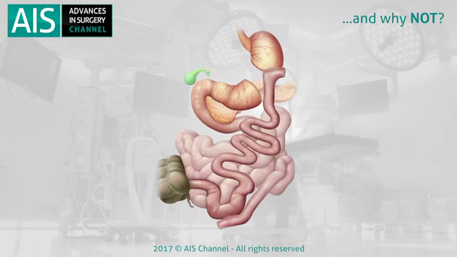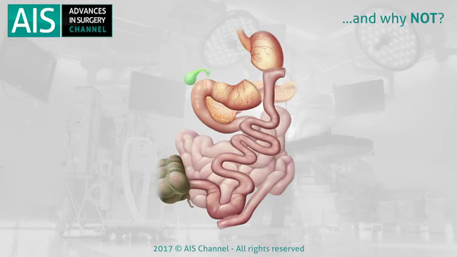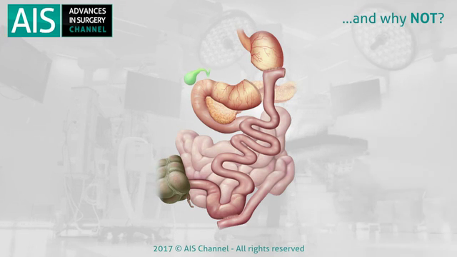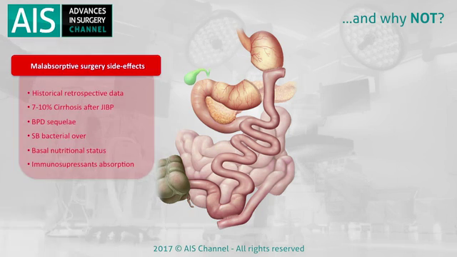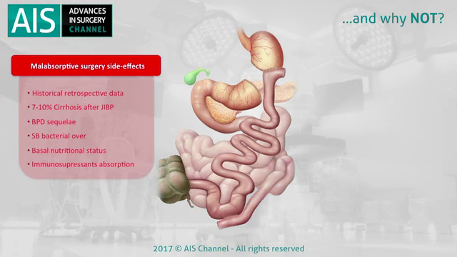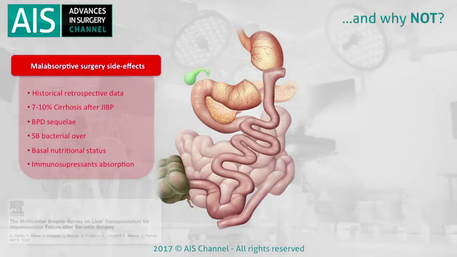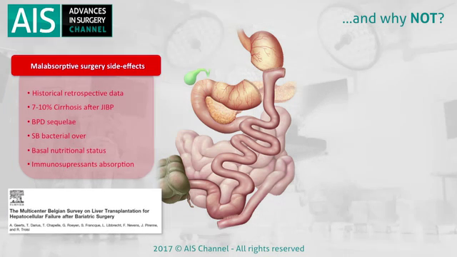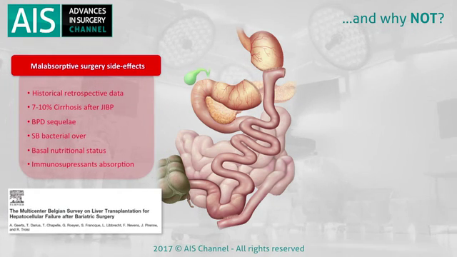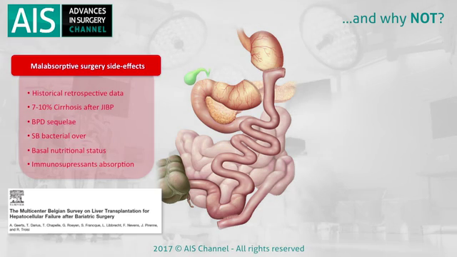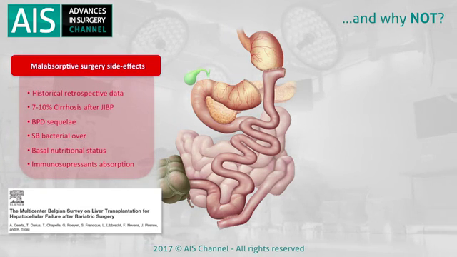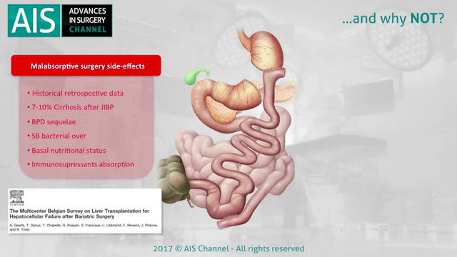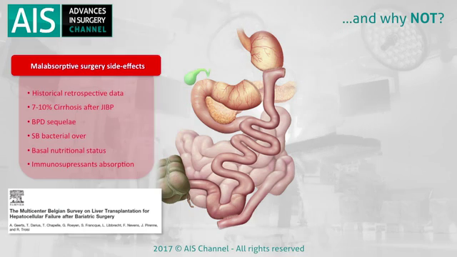However, there are several concerns about the possibility of treating patients with a severe liver condition using bariatric surgery. Most of these concerns are due to the side effects of malabsorptive techniques that are based on historical reports with a 7 to 10% cirrhosis rate after jejunoileal bypass and the well-known long-term sequelae of biliopancreatic diversions. Moreover, an aggressive malabsorptive procedure can lead to deleterious effects such as more bowel bacterial overgrowth, severe malnutrition, and diminished drug absorption, especially of immunosuppressants.